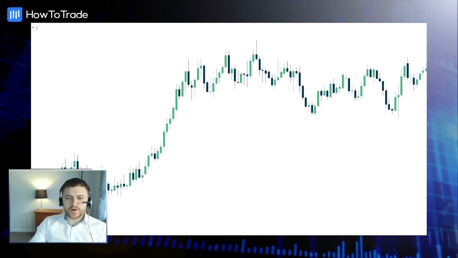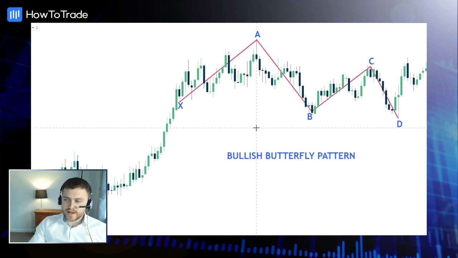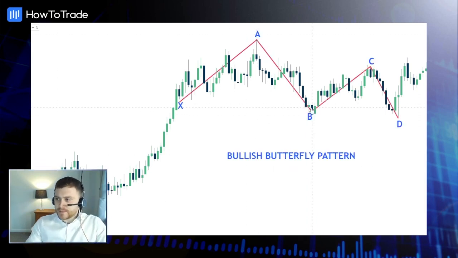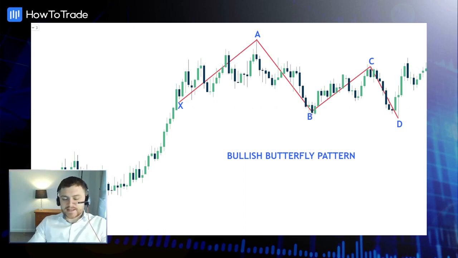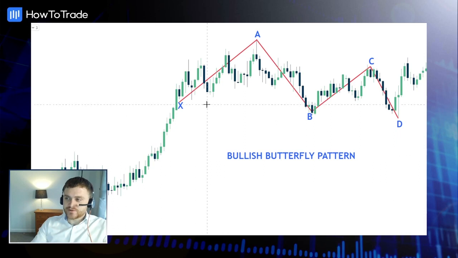Now, first of all, we're going to look at the bullish butterfly pattern. And if I get my drawings up on the chart now, you can see these inflection points that we have. We have X to A, we have A to B, B to C, and C to D, and that really forms our butterfly pattern, and we're in this bullish trend as well.